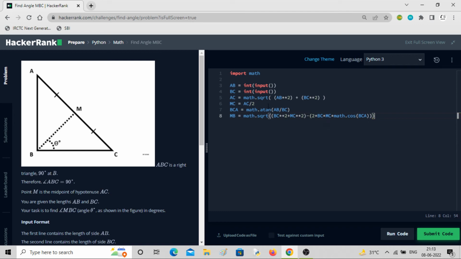Okay, so this is one expression, then this is the second expression. Everything is under a square root. So this is BC square plus, and MB is what we want, right? MB square is equal to BC square plus MC square minus 2 BC MC cos theta. That's what I have used.